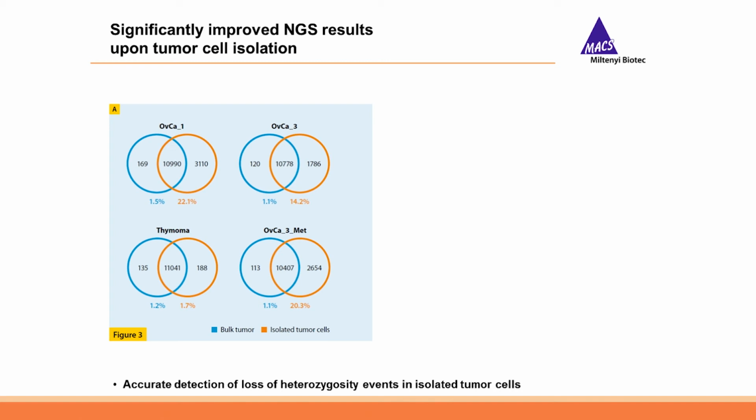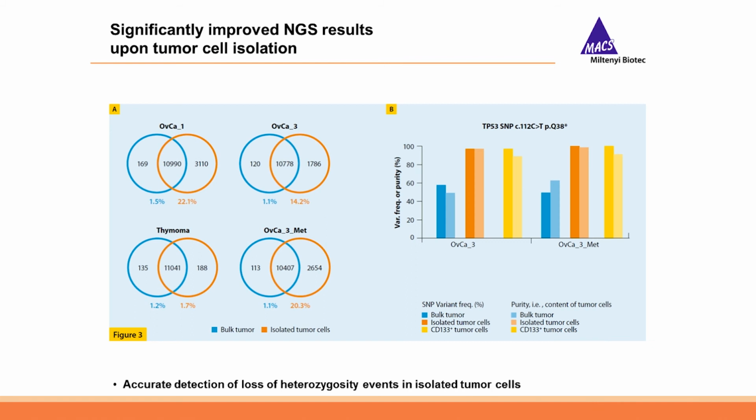And what you can see here is the loss of heterozygosity from 2 different ovarian carcinomas, one ovarian carcinoma metastasis and also one thymoma. What you can see is that you have a much more accurate detection of the loss of heterozygosity events in the isolated tumor cells, because you do not have the contaminating DNA from all the non-tumor cells, such as the white blood cells and the fibroblasts and endothelial cells in the bulk tumor samples.